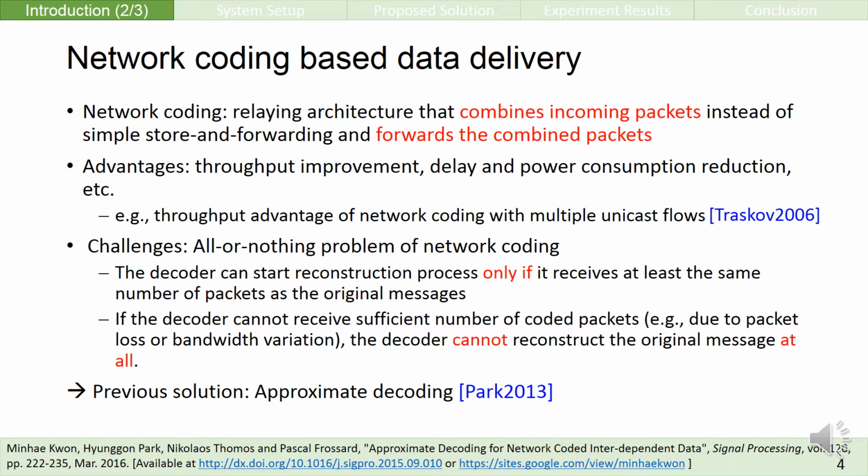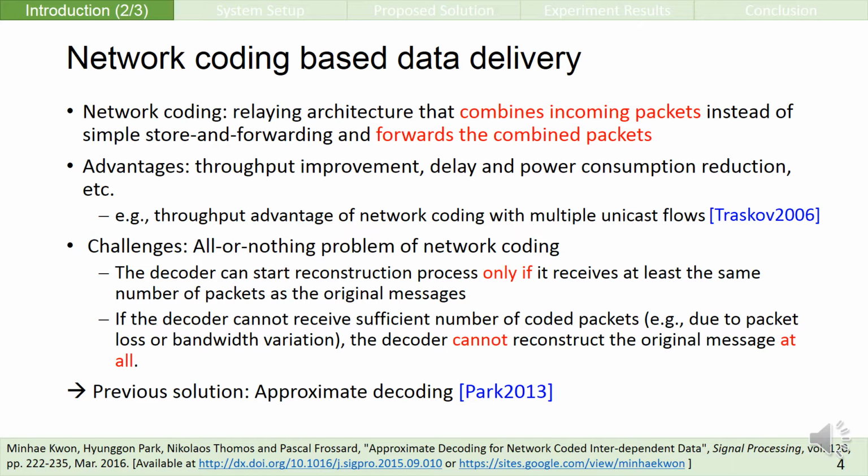However, the all-or-nothing problem becomes the main challenge to deploy network coding. Since network coding combines multiple packets, the decoder can start reconstruction only if it receives at least the same number of packets as the original messages. If the decoder cannot receive a sufficient number of coded packets due to packet loss or bandwidth variation, the decoder cannot reconstruct the original message at all.